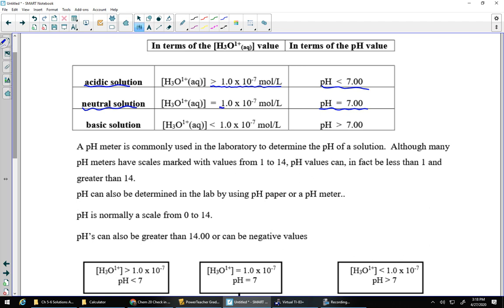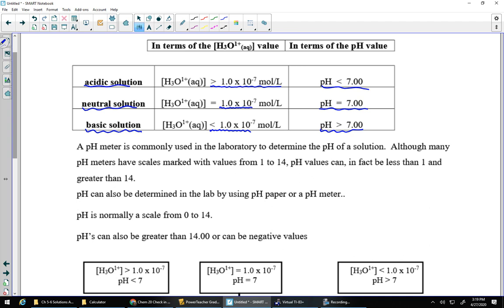But you have a concentration of hydronium ion equal to exactly 1 times 10 to the negative 7 moles per liter. And then finally, we've got a basic solution. With a basic solution, we've got a pH greater than 7, and a concentration of hydronium ion less than 1 times 10 to the negative 7. So we can start to see some patterns here, right? The smaller the pH value, the greater the concentration of hydronium ion. And that makes sense because hydronium ion is what makes things acidic. The greater the pH, the smaller the concentration of those hydronium ions.